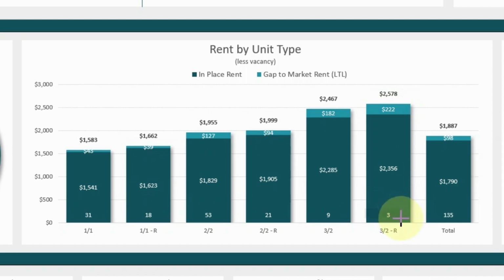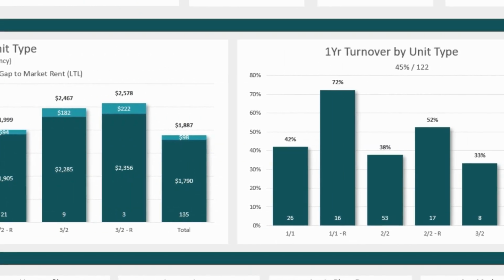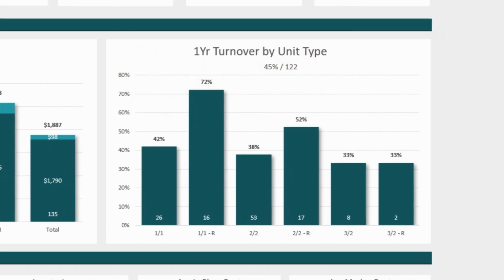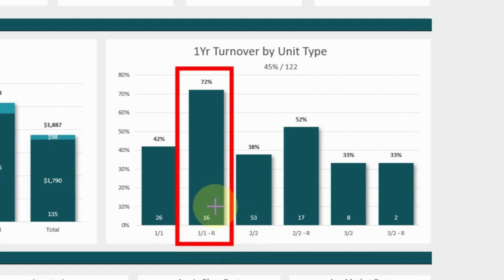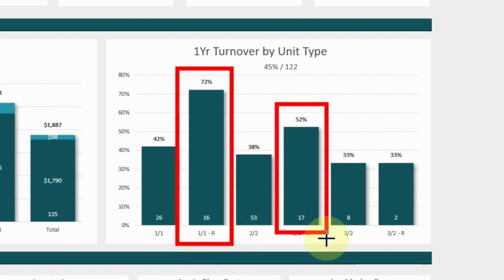We have 3 that are renovated with a $200 loss to lease. So it's not a large weight of the overall loss to lease number on this property. Okay, so moving on, we have 1-year turnover on the right. I would expect to see a much higher turnover on these renovated units. Likely they're taking them down to renovate and putting them back on, so that's why you see a higher renovation. Nothing to worry about there.